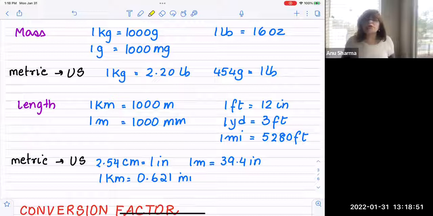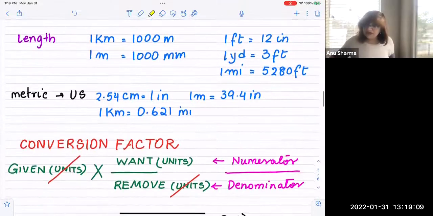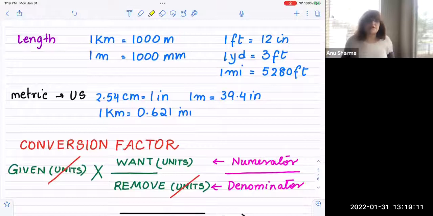So 1 pound is equal to 16 ounces. That is the US system. And to equalize metric and the US, we have 1 kilogram, which is equal to 2.20 pounds, or 454 grams is equal to 1 pound. So these equalities are also given in many different tables in the books, and there are many other equalities listed. I'm just giving a few examples here.